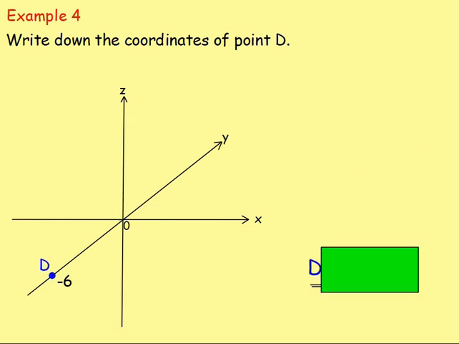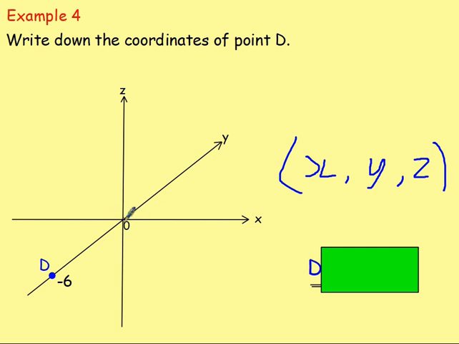Example 4, write down the coordinates of point D. We can see D is here and it's marked out as being -6. So, once again, think x-axis, y-axis, and z-axis. How far along do we have to go in each of them? And isn't that the dodgiest x in the world?